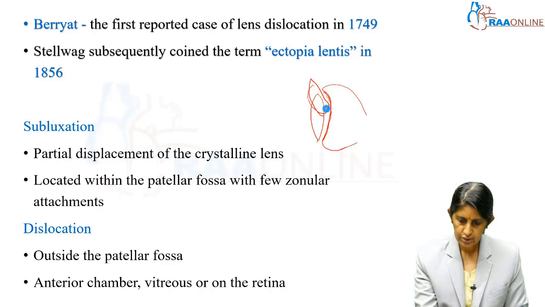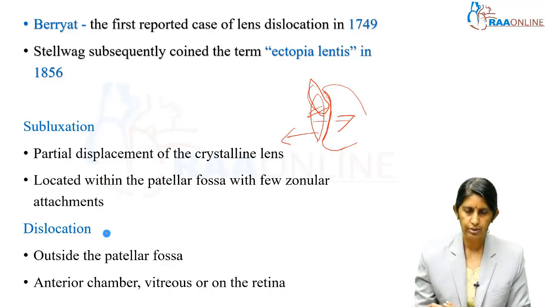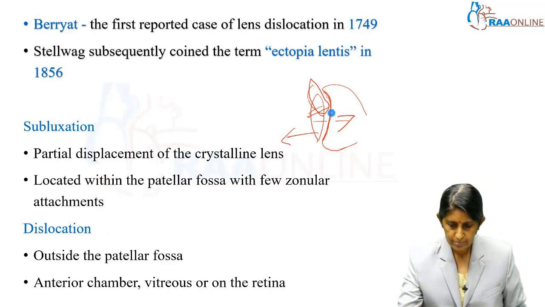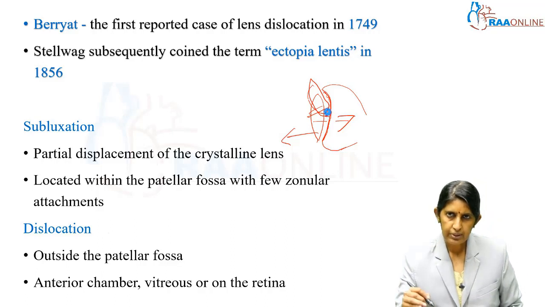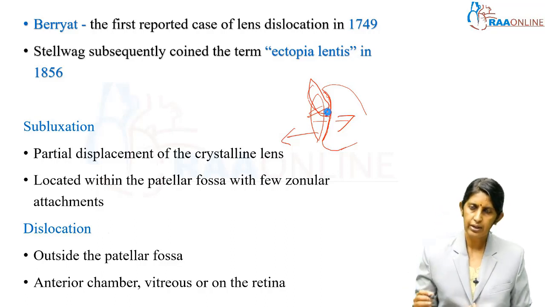But if the lens is totally removed from this place and either goes into the vitreous cavity or moves into the anterior chamber, then it is called a dislocation. So, dislocation is when it moves completely outside the patellar fossa. This space is very important. This is called the Berger space. Berger space is another very important anatomical landmark.